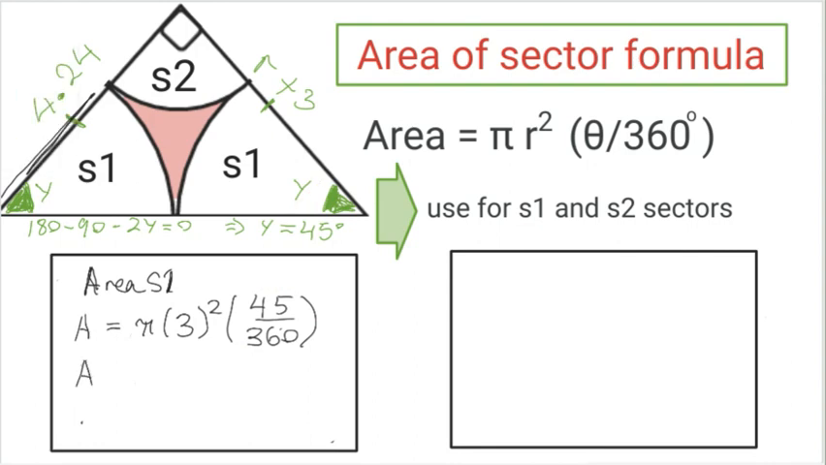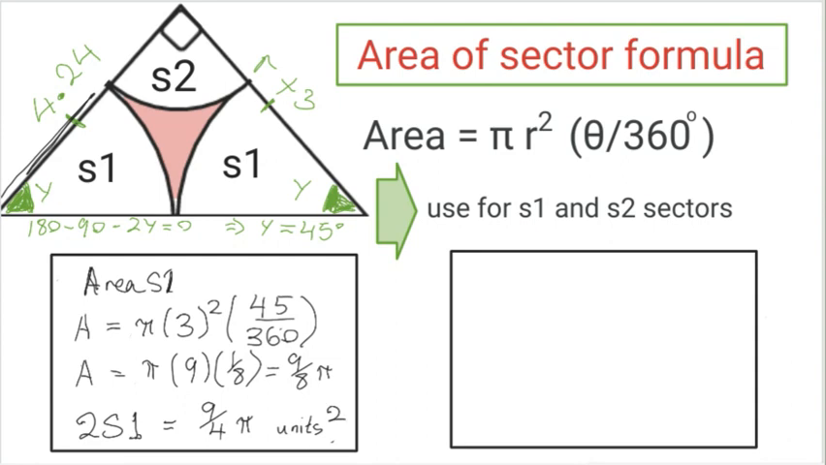Okay, so let's work that out and let's see what we get. So we get A is equal to pi by 9 by 1 over 8, which is equal to 9 over 8 pi. So that's one of the areas. So let's get two S1s, two of those, because we're going to bring it. So 2S1 will be equal to 9 multiplied by 2, 9 over 4 pi units squared. Okay, that's awesome. Now we have the first area, so we can follow the same procedure with the same formula for S2.